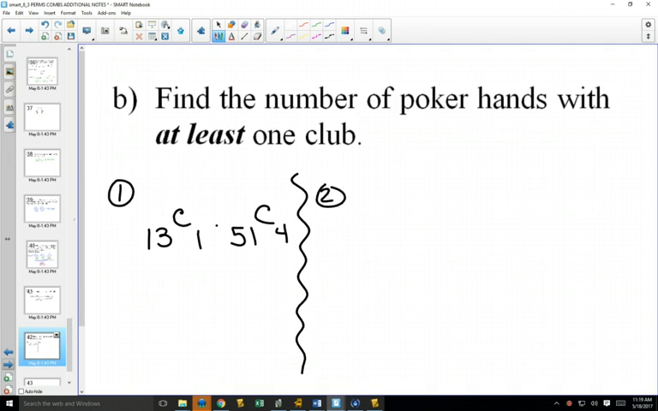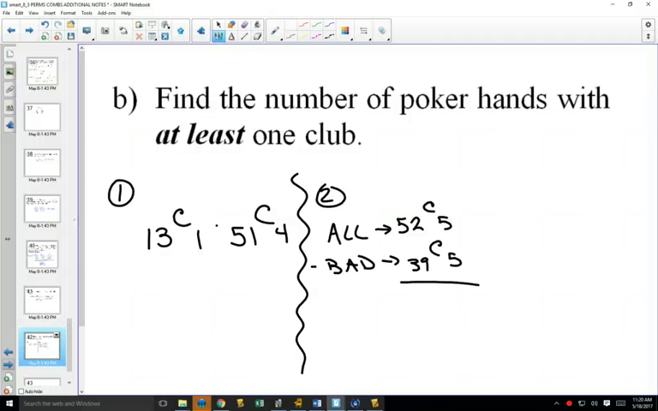Sales pitch number 2. Well, in part A, I figured out how many hands, that pretty number, 57, 57, 57, how many had no clubs. So I'm thinking, well, if I use the not strategy and I take all the poker hands possible, 52 choose 5, and I subtract the bad ones, which was 39 choose 5, whatever I get left would have to have at least 1 club.